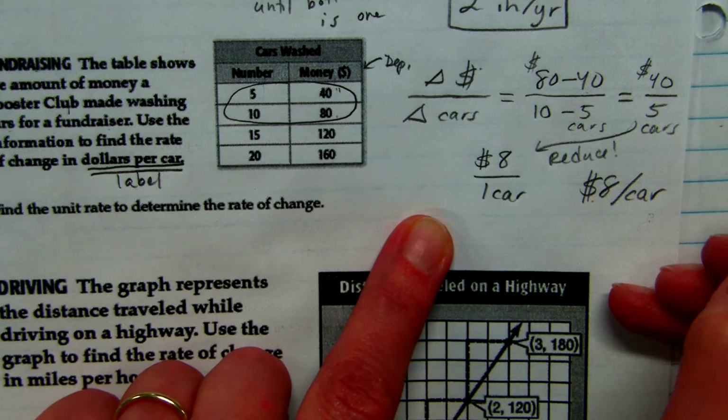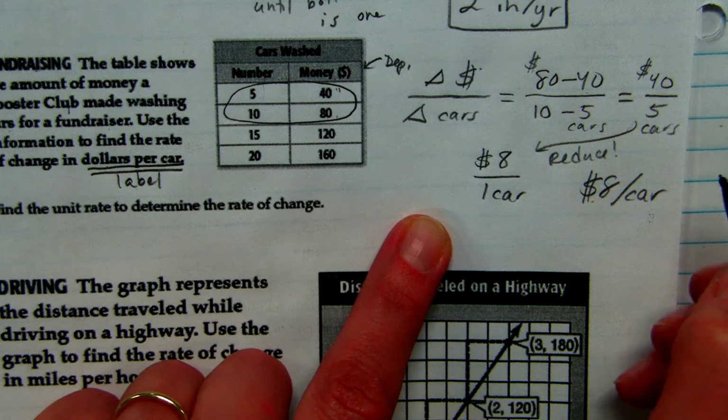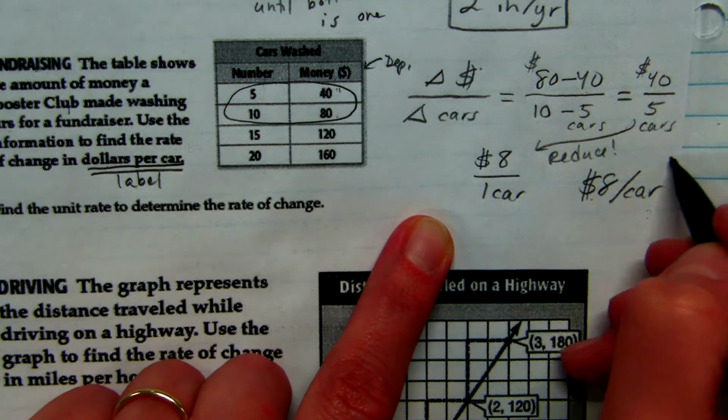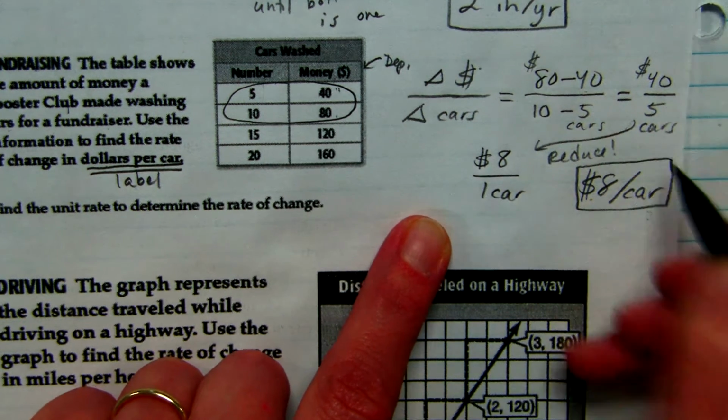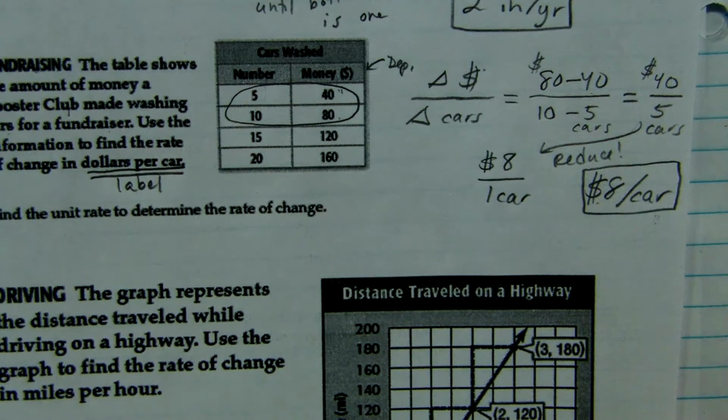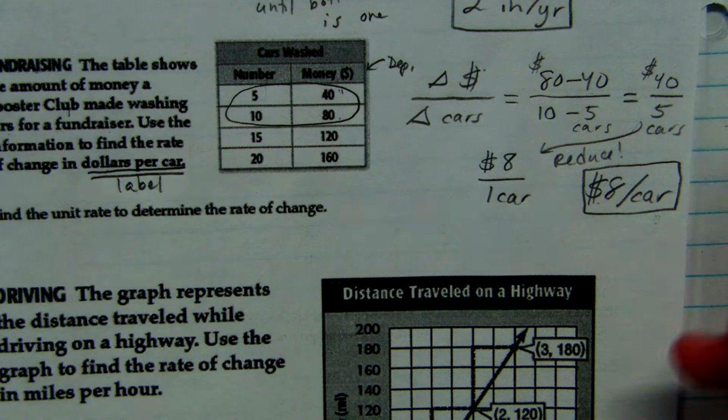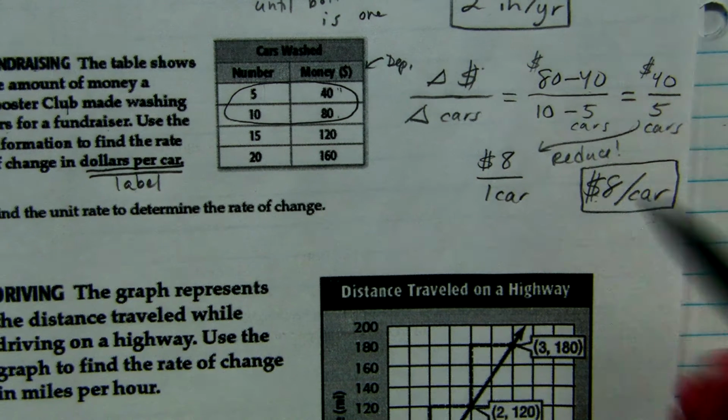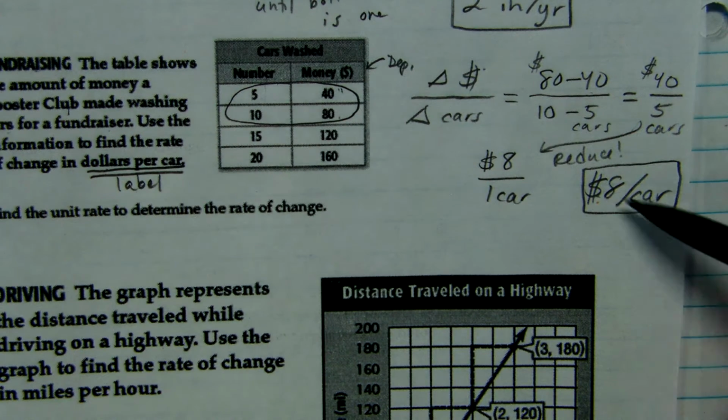Do not put the dollar sign after the number because that's wrong. I don't know why that's become a thing. A lot of students will write the 8 and then the dollar sign, I think because we say "8 dollars," but the dollar sign goes in front of the dollars. So it's $8 per car.